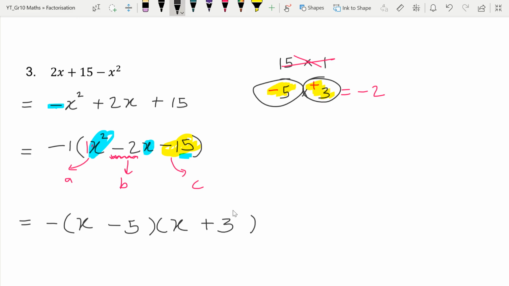You'll see if you multiply all of this back out, FOIL it out, you're going to get right back where we started. We're done. We factorized it. We wrote it as a product of its factors. And that's it. In the next video, we are going to look at how we factorize this when your a value, your leading coefficient, is bigger than 1.